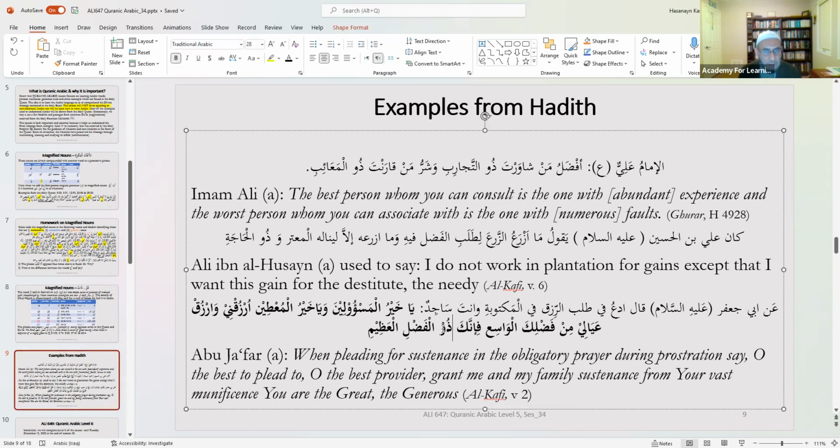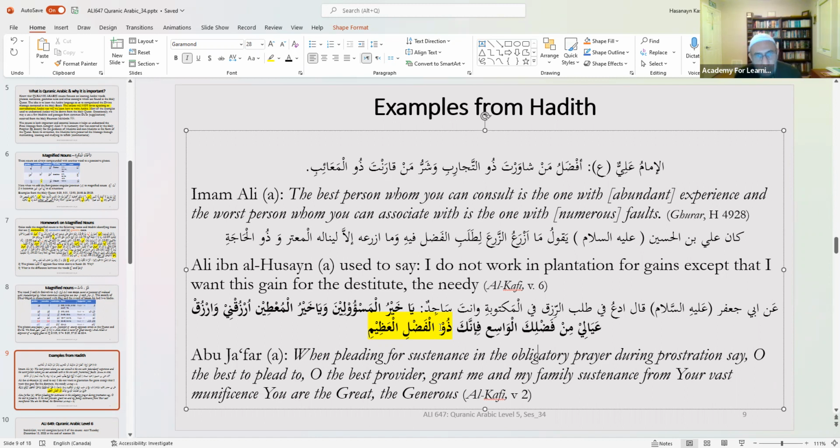You can see dhul fadl, right? Dhul fadl al-azim. This is similar to what appears in Quran. Dhul fadl al-azim, that you are the great, the generous, right? You are the great generous, dhul fadl al-azim. Or you can say, honor of the great bounty. So it is a beautiful dua you recite in the sajda.